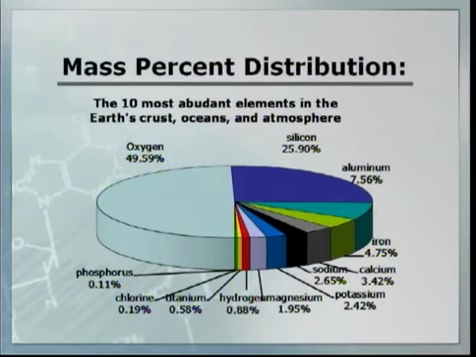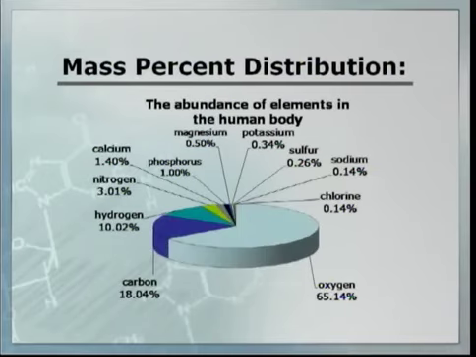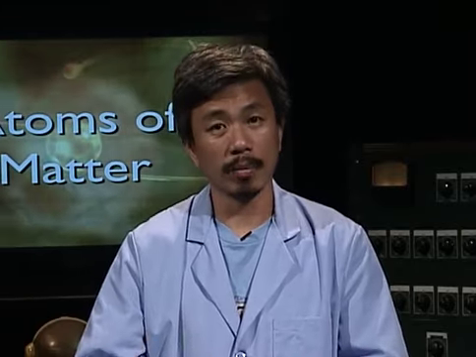Now, of course, depending on where we look, the percent composition might be a little bit different. So let's take a look at a different location. What if we look at the abundance of elements in the human body? Now we see something very interesting. Again, most people don't realize this. A lot of the time when you're asked what the most common element in your body is, a lot of people will say carbon, because we are carbon-based life forms.